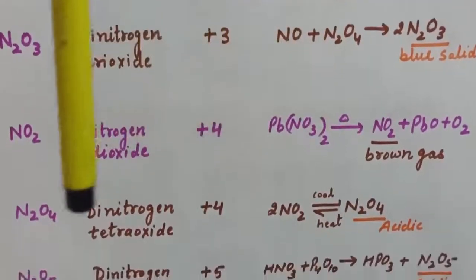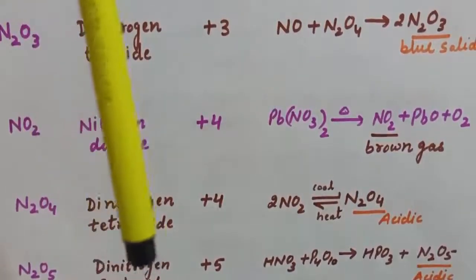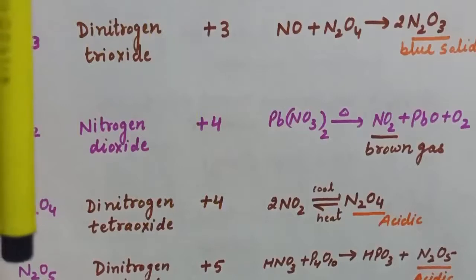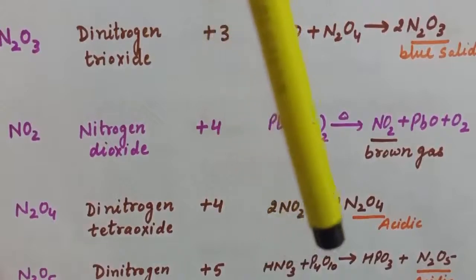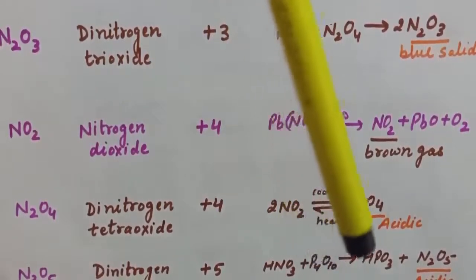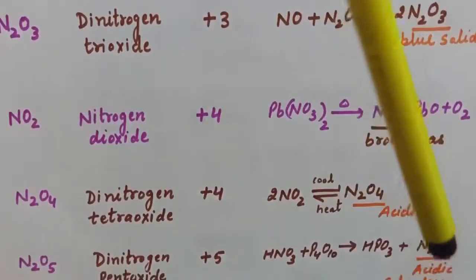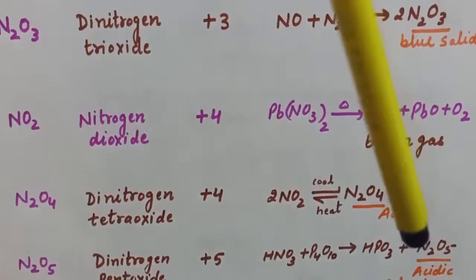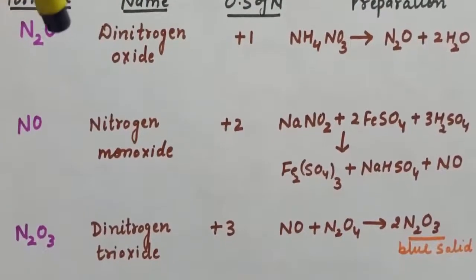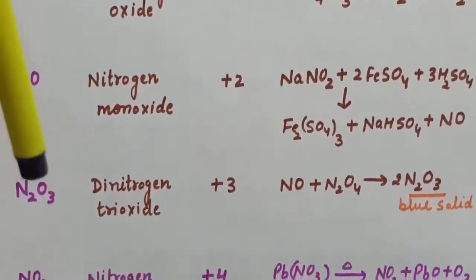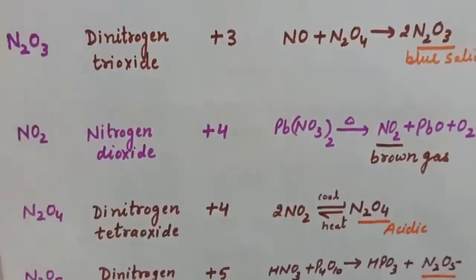Next oxide of nitrogen is N2O5 and the name is dinitrogen pentaoxide. Here the oxidation number of nitrogen is +5 and this can be prepared by treating nitric acid with phosphorus oxide. Here we are getting the oxoacid of phosphorus and N2O5 is obtained. Again this oxide of nitrogen is acidic and it is a colorless solid. So these are the oxides of nitrogen: N2O, NO, N2O3, NO2, N2O4 and N2O5.